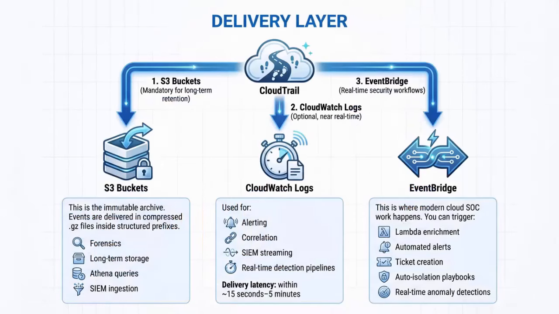Here, CloudTrail delivers logs through 3 main channels. The first channel is, of course, you know it, I know it, the S3 buckets. This is the immutable archive. Events are delivered in compressed format inside structured prefixes. These files are ideal for actions such as forensics, maybe even long-term storage if you have laws to comply with, and of course SIEM ingestion if you want to upload them to SIEM tools like Splunk or ELK.